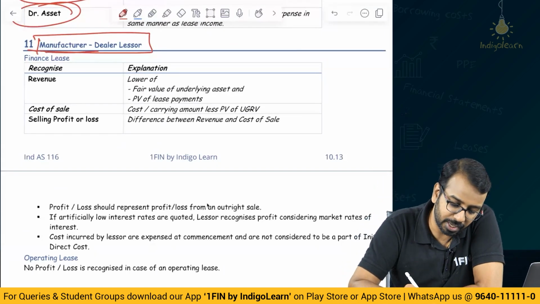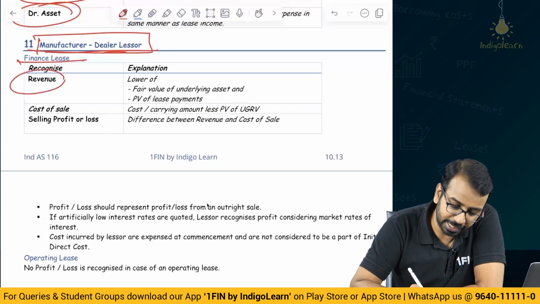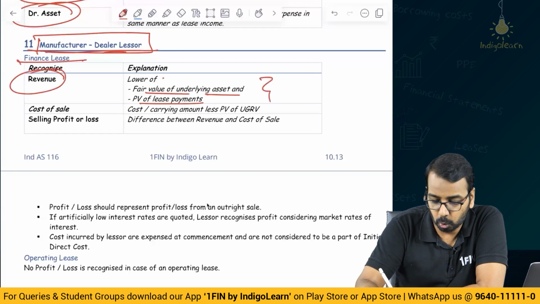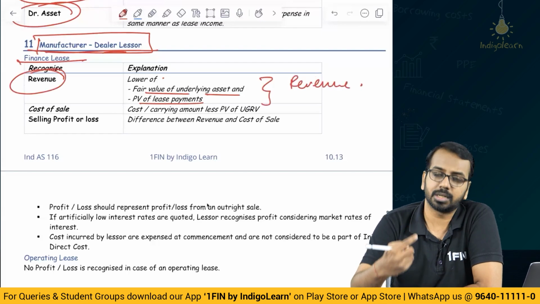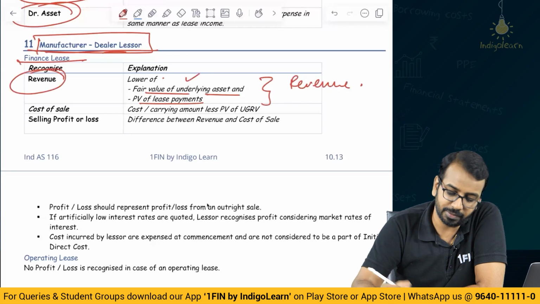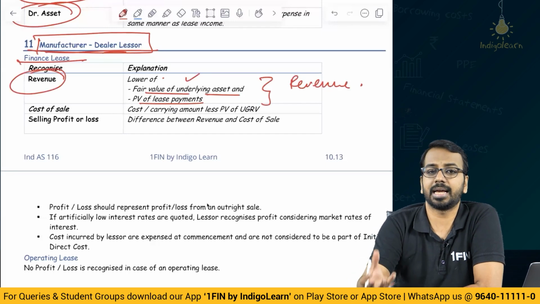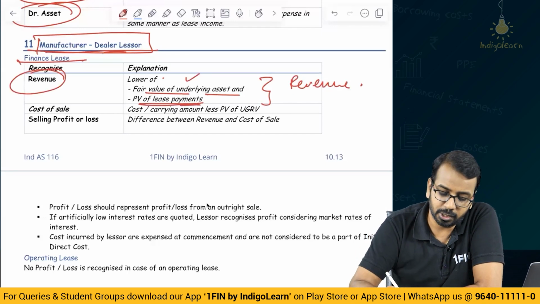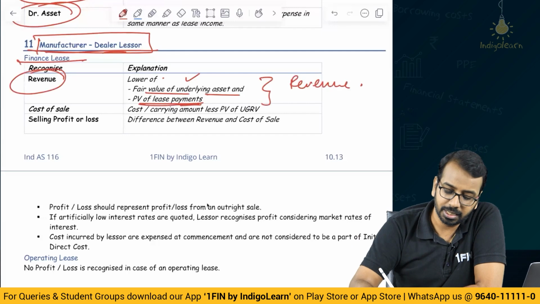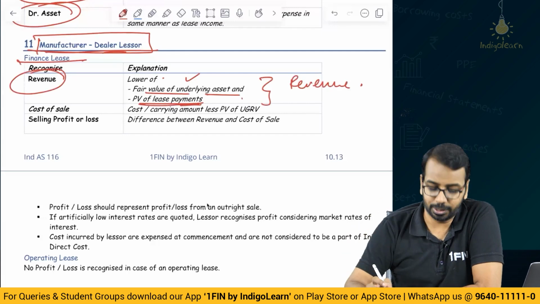Now, if there is a manufacturer, dealer, lessor, and there is a finance lease, then what will you do? You will recognize revenue as the lower of the fair value of the asset and the present value of lease payments. Lower of these two will be your revenue. Why? Because we are applying the more prudent side. What is the fair value of the underlying asset? If I have an underlying asset of 1 lakh and the present value of lease payments is much more than that, then there is some other element which you have to look into.